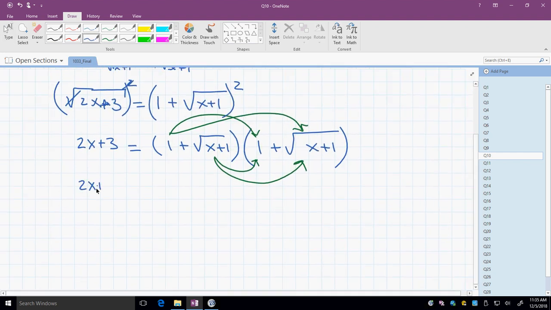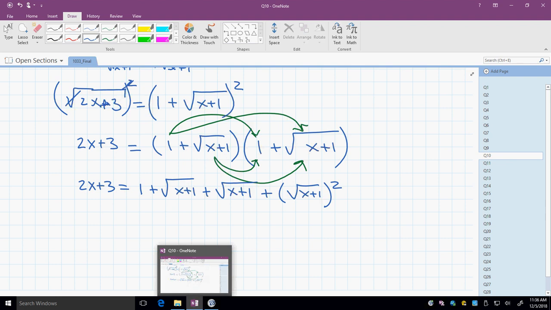I have 2x plus 3. 1 times 1 is going to be 1. 1 times the square root of x plus 1 is going to give me the same thing. And then the square root of x plus 1 times 1 is going to give you the same thing. And then a square root times a square root, this is going to happen the same thing. It's going to break with the exponent. That means I'm going to have 2 of these because I'm multiplying the square root by itself. So this is going to cancel at the end, and I'm going to have x plus 1.